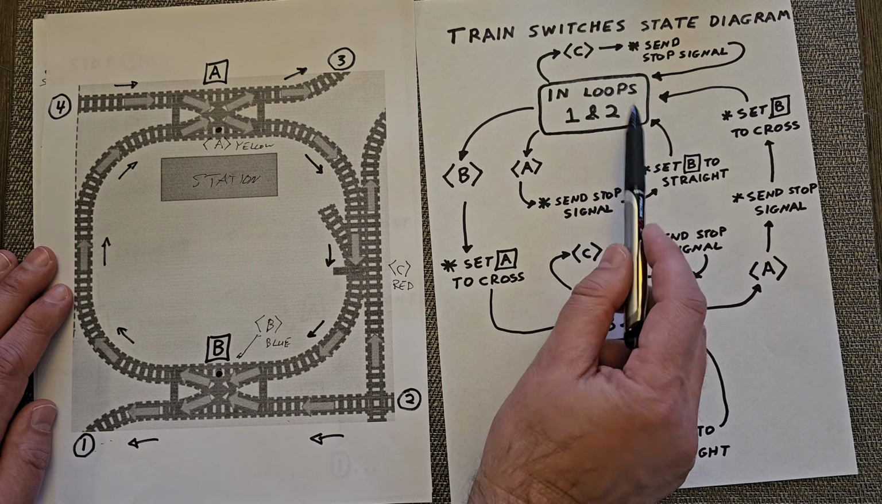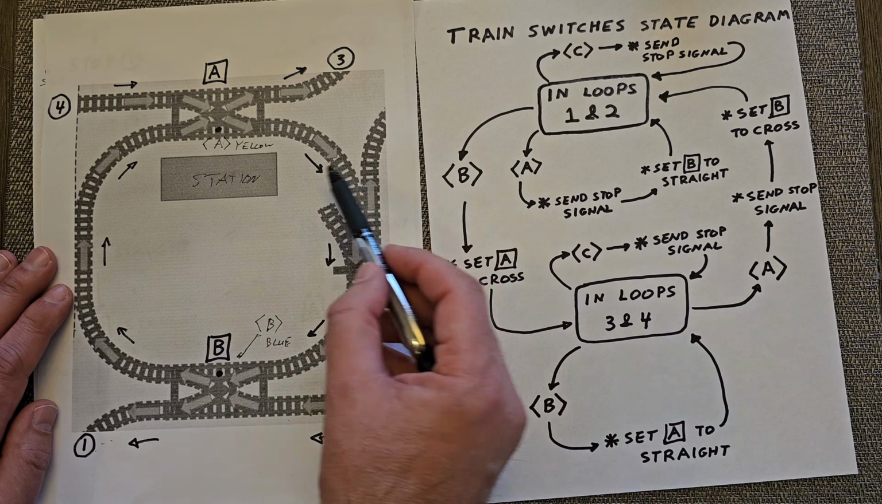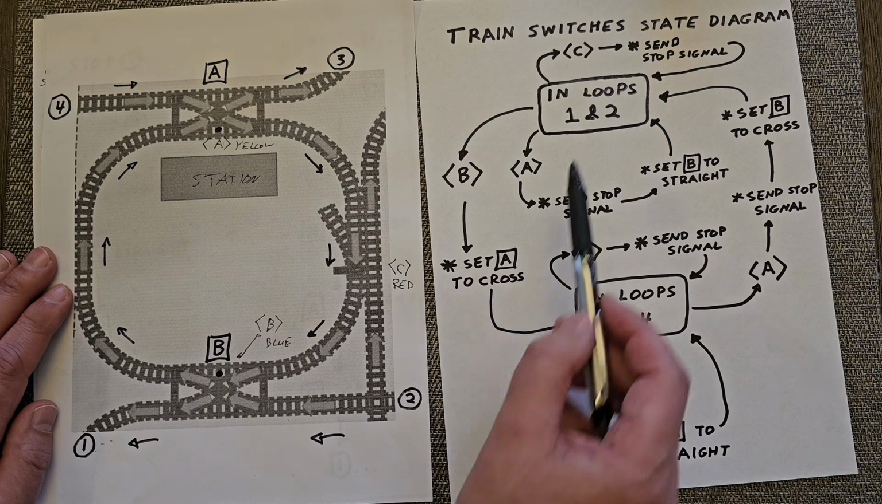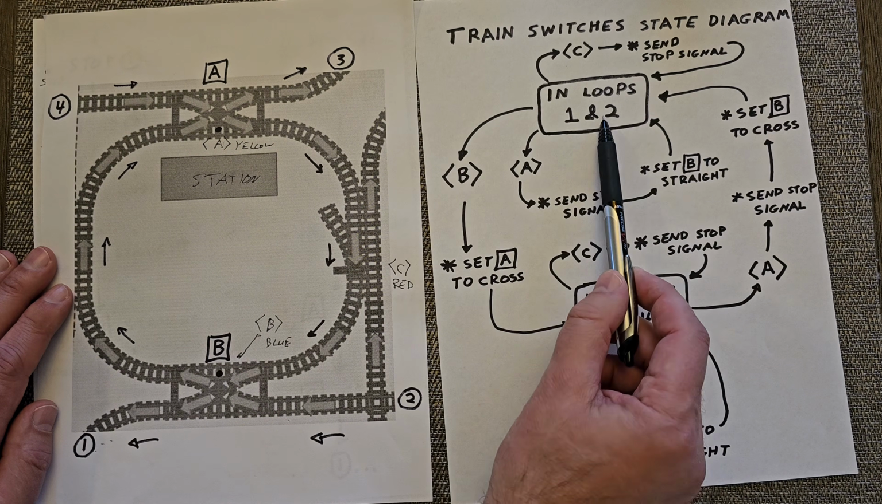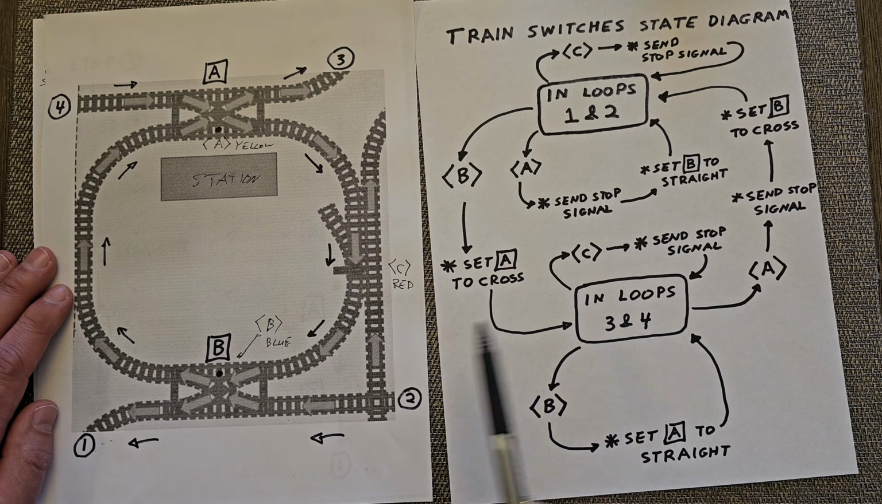Then you're going to go back to loops 1 and 2. Once that signal timer is complete, the train's going to start moving again. And what's the next thing that's going to happen? It's going to sense the B tile. What happens when it senses the B tile? That's when it actually leaves the state in loops 1 and 2, and it's going to go down to the next state of in loops 3 and 4.